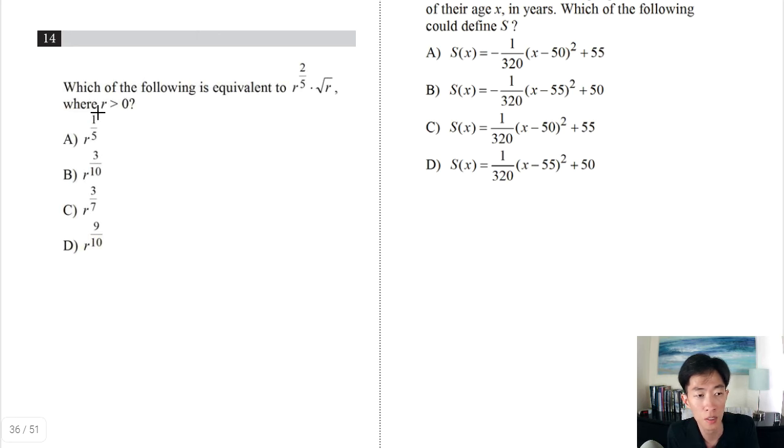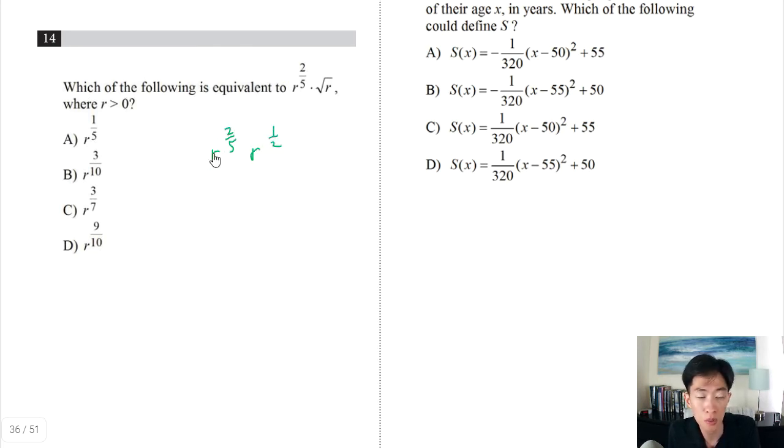So the reason they say r is greater than 0 is because you can't take the square root of a negative number without it being imaginary. So here, just remember that the radical sign is really a symbol, and what it means is that you're taking the square root of r. In other words, you're raising r to the 1/2 power. So I'm going to rewrite this as r to the 2/5 times r to the 1/2. And that's really what we're looking at.